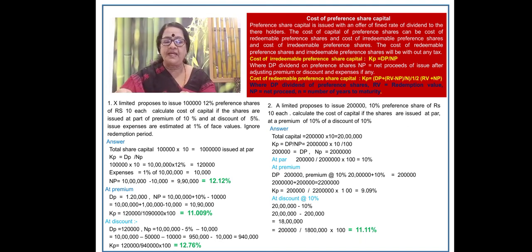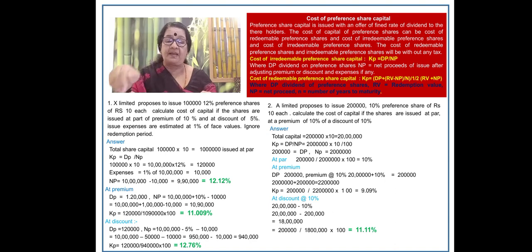The second problem is also of the same pattern, no change at all, so you can refer to it. Now we can see the cost of redeemable preference shares. Earlier we discussed that in the case of redeemable preference shares, the repayment period is specifically given. After that period, we have to repay the amount of preference share capital to the preference shareholders.